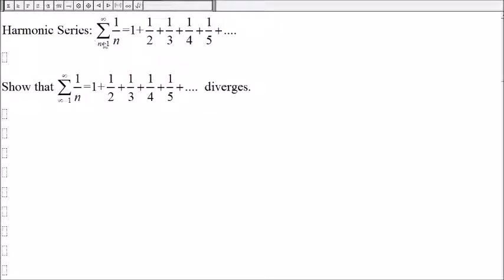The infinite series 1 over n. So when n is 1, we get 1. When n is 2, we get 1 half. When n is 3, we get 1 third. When n is 4, we get 1 fourth, and so on.